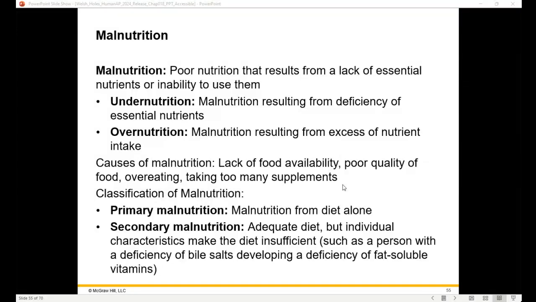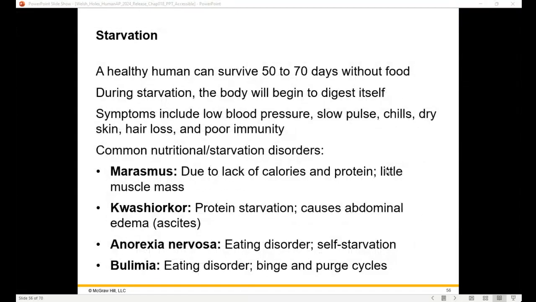Classification of malnutrition includes primary malnutrition and secondary. In primary malnutrition, malnutrition from diet alone occurs. Secondary malnutrition, you have an adequate diet, but the individual characteristics make the diet insufficient, such as a person with a deficiency of bile salts developing a deficiency of fat-soluble vitamins.